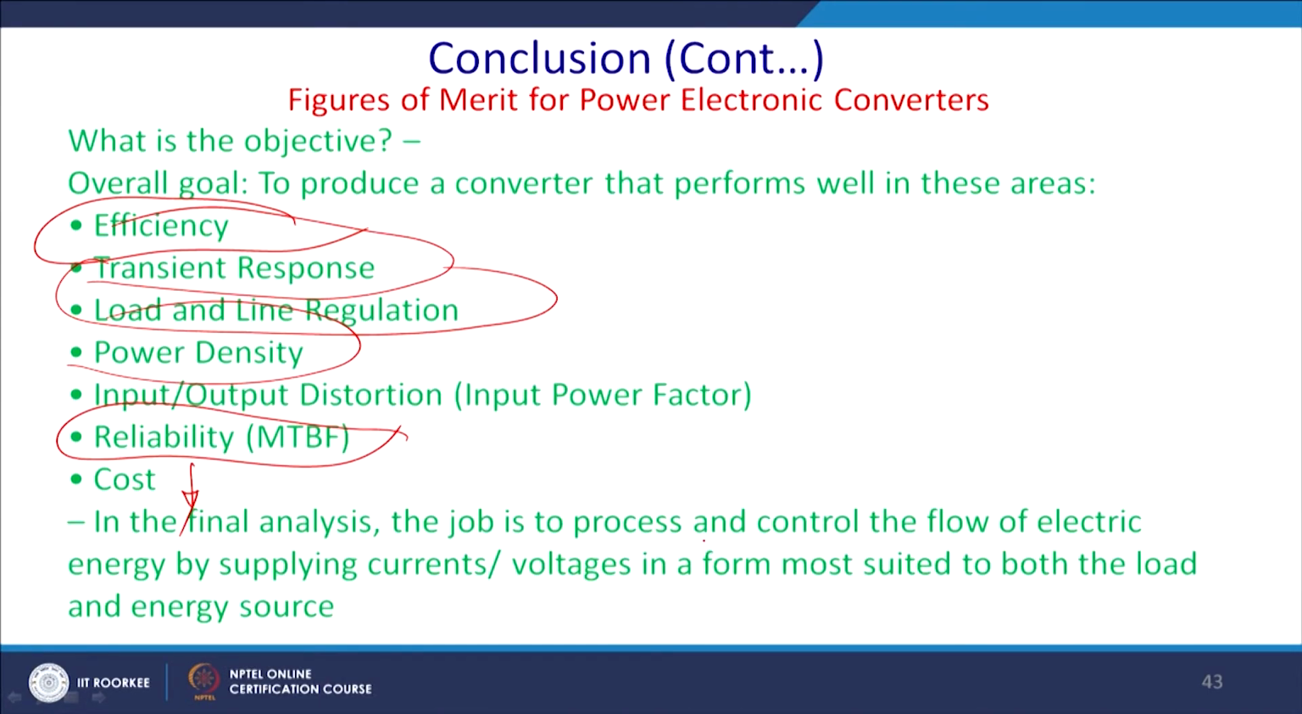So, in the final analysis, the job is to process and control the flow of electric energy by supplying current and voltage in a form most suited to both the load and the energy source. This is basically what we want from power electronics, and how it is done we try to explain over in our classes.